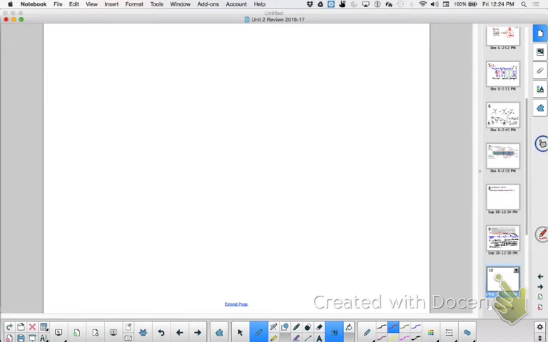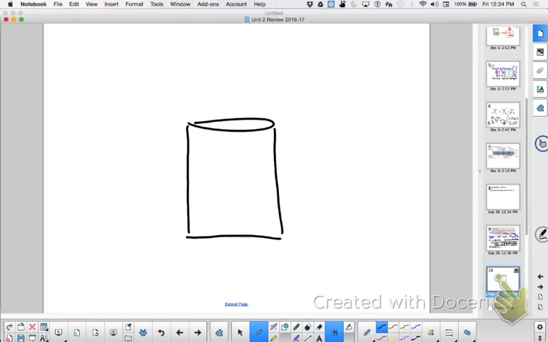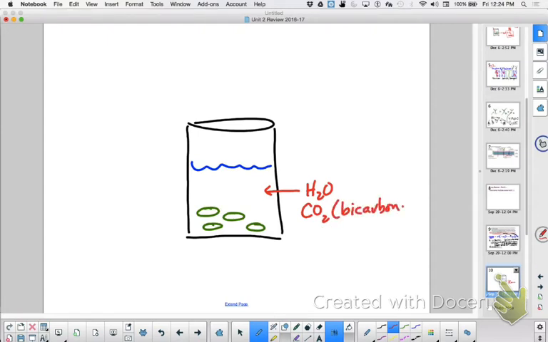We had a beaker. What did we put in our beaker? Leaf discs. Okay. And there were leaf discs. I agree with you. And then what else was in that beaker? Water. What else? Carbon dioxide. Carbon dioxide coming from what? CO2 from that bicarbonate baking soda, right? Good. What else was there? What else did we use?